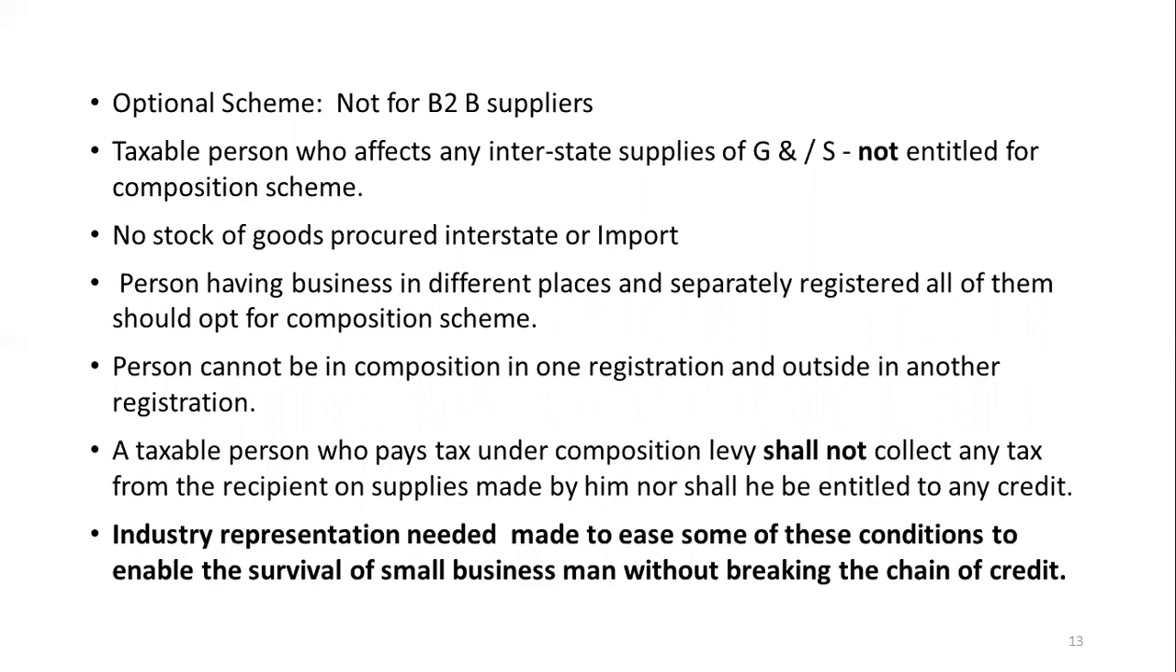And a taxable person who pays tax under the composition levy shall not collect any tax from the recipient on supplies made by him, nor shall he be entitled to any credit. Otherwise, it will be punishable under the CGST Act. Industry representation is needed to ease some of these conditions to enable the survival of small businesses without breaking the chain of credit.